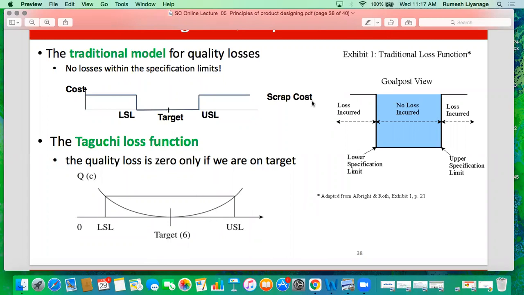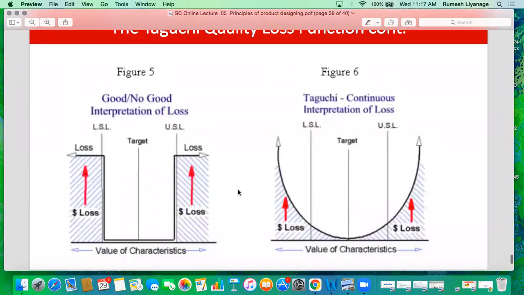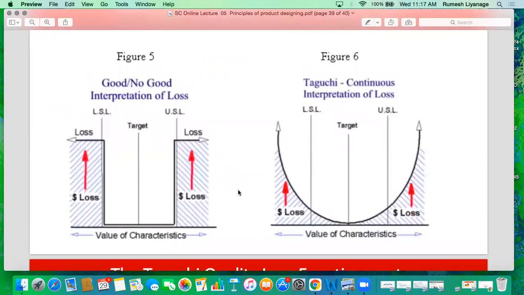It means when we use Taguchi's method, it is actually a robust design. It is a very good design, right? Here also you can see this example.